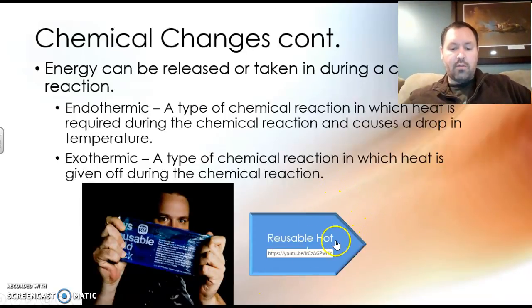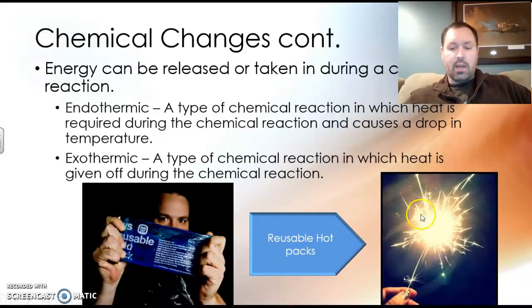I'll put up a link for the reusable hot packs and you can see in a little more detail how it goes through an exothermic chemical reaction. Here's another exothermic chemical reaction. A sparkler gives off light, gives off heat, gives off smoke.